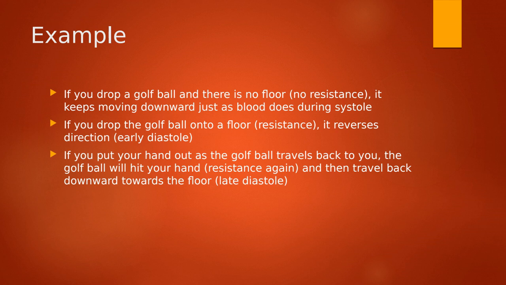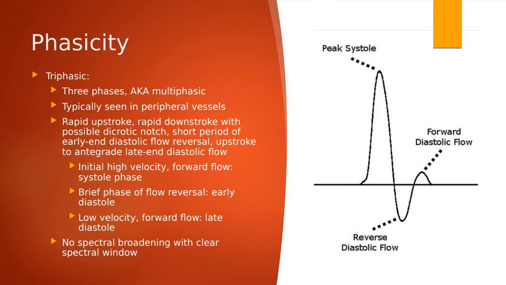Now, if you drop your golf ball, it hits the floor, bounces back. If you put your hand out as the golf ball is traveling back to you, it's going to hit your hand, so resistance again, and then it's going to travel back down towards the floor. So another change in direction. That's going to represent our late diastole. This is where we're going to start to see flow reversal on our waveform. So this is not occurring in every waveform that we're looking at. This is not occurring in every artery in every part of the body. This is in specific locations.